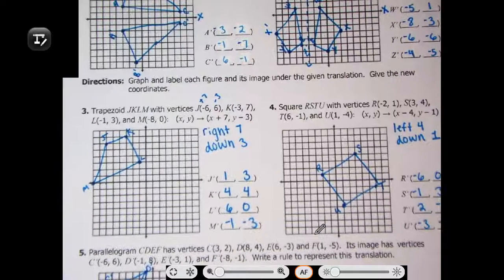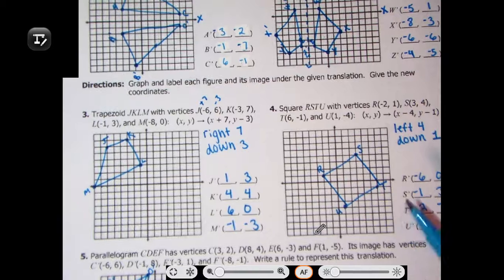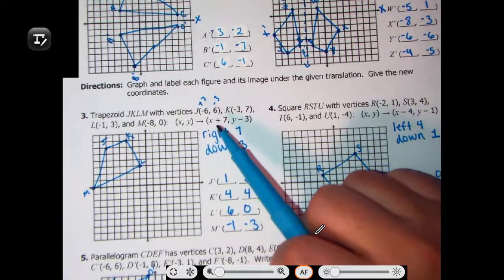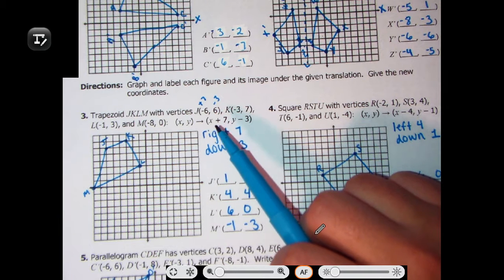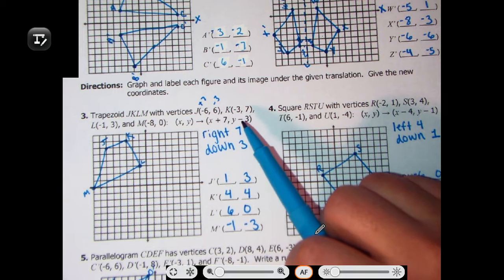Alright, let's take a look at the translation problems. So with these two, we have to know how to read this. They're saying we are going to move the trapezoid right 7, so x plus 7, and then down 3, so y minus 3. So there's two ways you can do this.